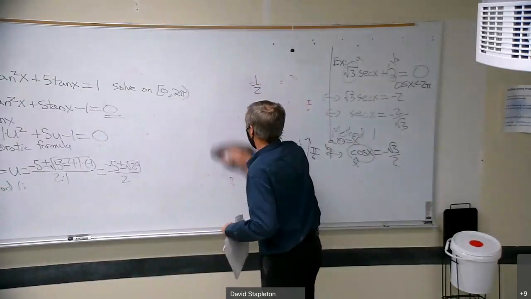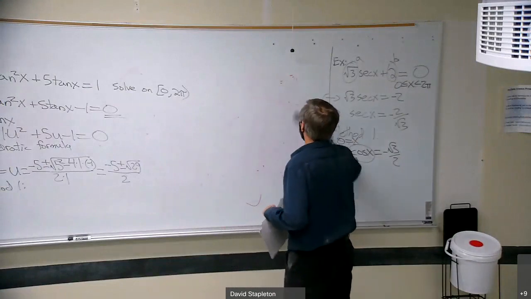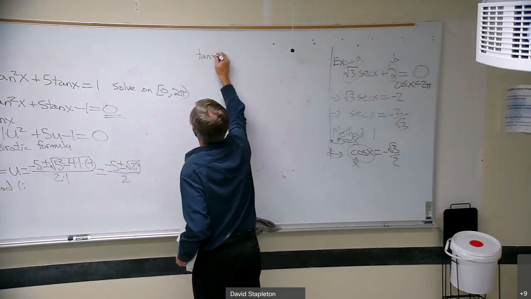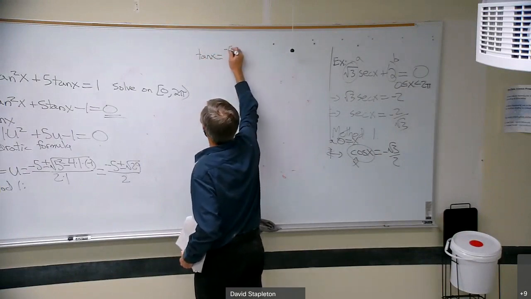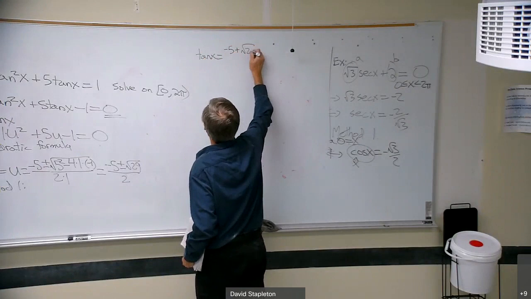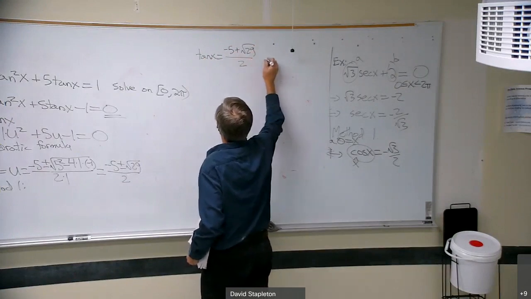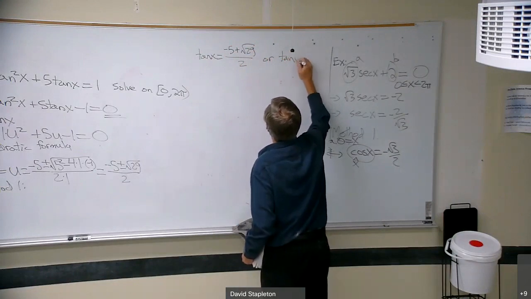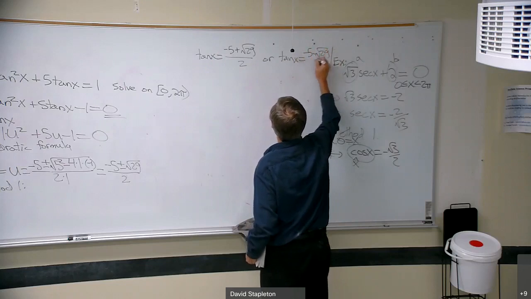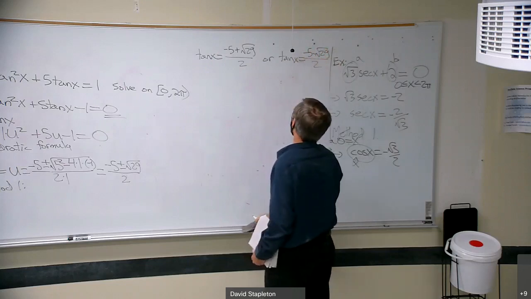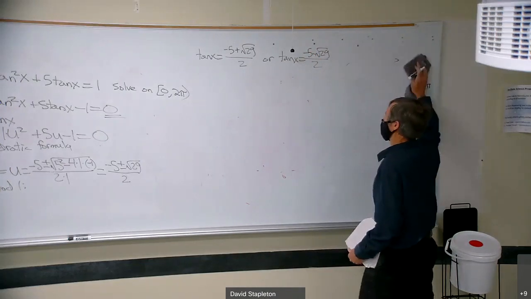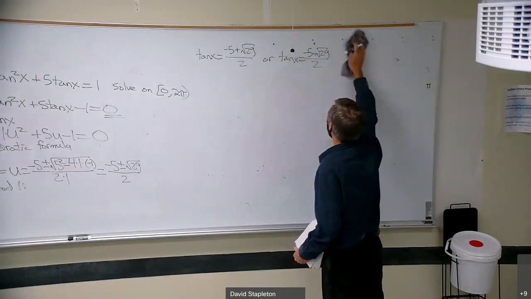It's 2 different trig function equal a number equations. Tangent x equals the first number, minus 5 plus square root 29 over 2. And tangent x equals the second number, minus 5 minus the square root of 29 over 2. Those certainly don't come from special angles, so I'm going to have to use inverse trig again. But I still solve it on the unit circle.